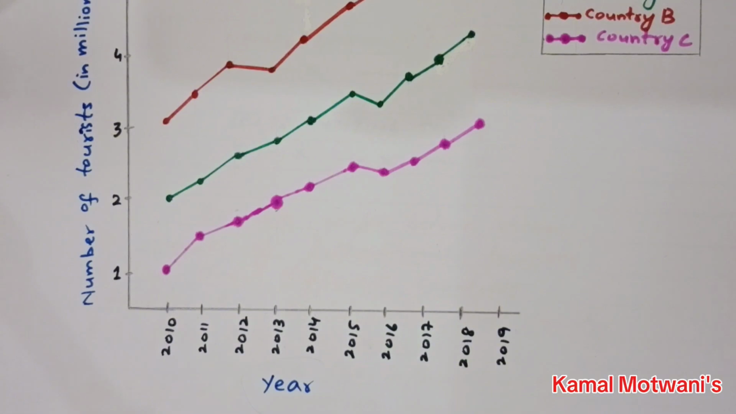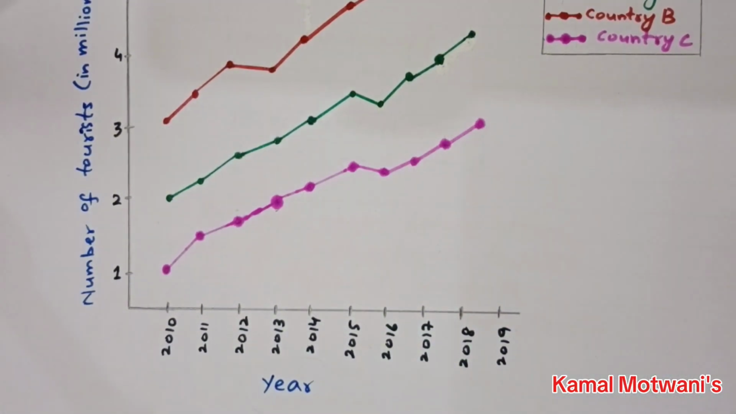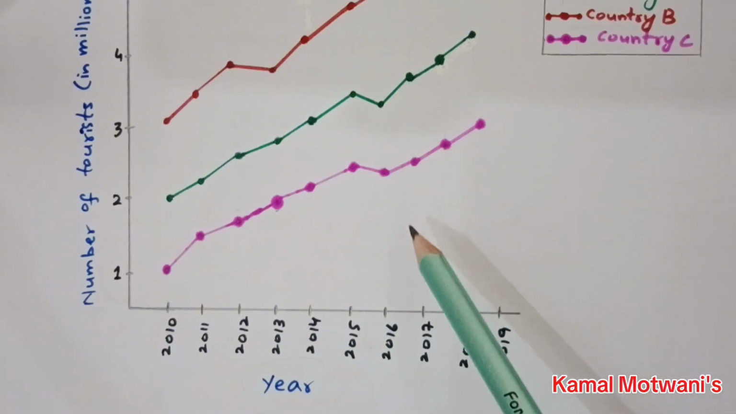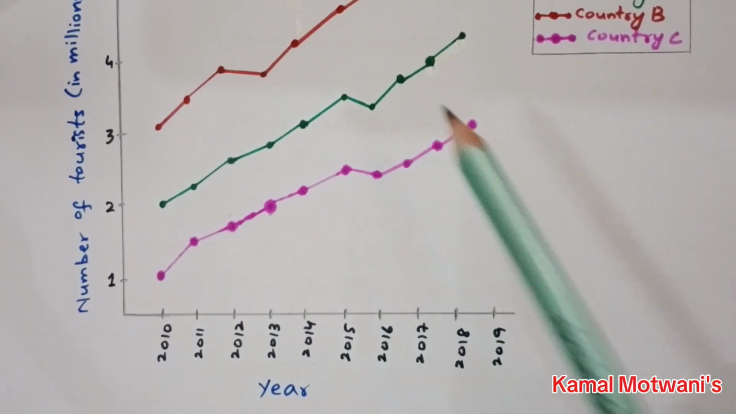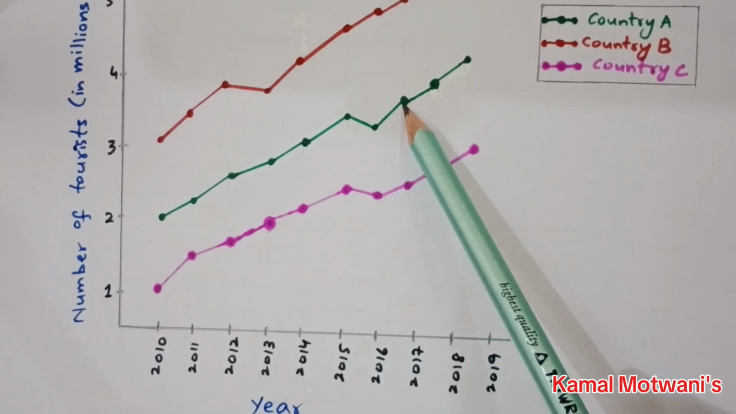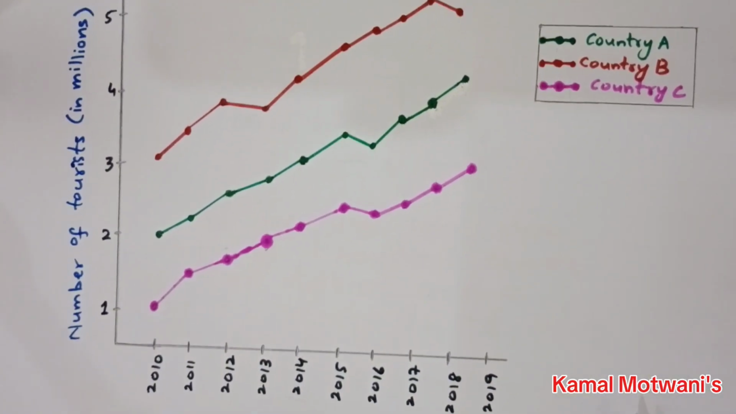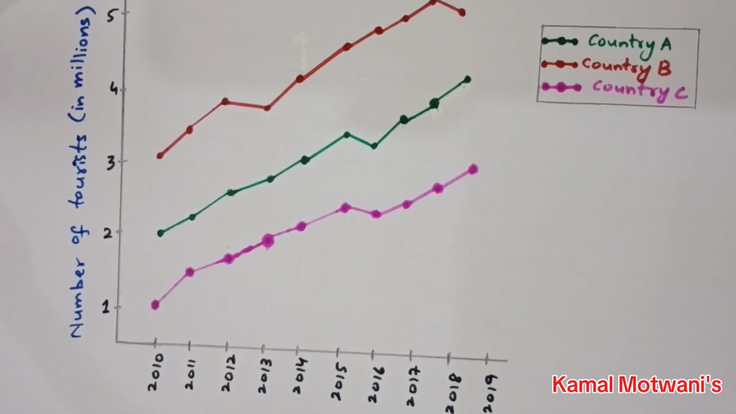Then what happens from 2015 to 2016? There is a slight fluctuation. The number of tourists went down from 2015 to 2016 in country A. After 2016, it again followed the upward trend in 2017, 18, and 19. This is how we interpret the graph. Now this information we will write while putting the information in the paragraph format.